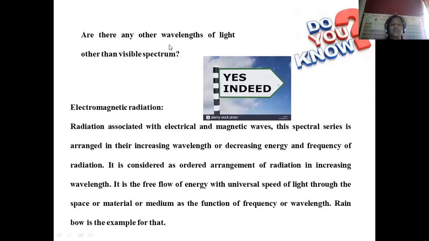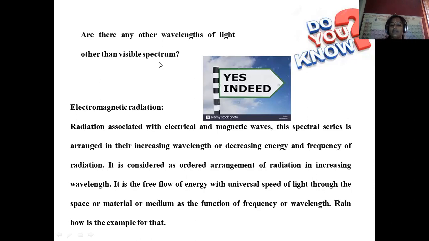Are there any wavelengths of light other than the visible spectrum? Can you find any other than the visible spectrum? Only light which is visible to our eye is called visible light. Apart from visible light, so many other segments are also associated with electromagnetic radiation. Radiation associated with electrical and magnetic fields in the spectral series is arranged in increasing wavelength order or decreasing energy order, as we just discussed. One part of it is visible light.